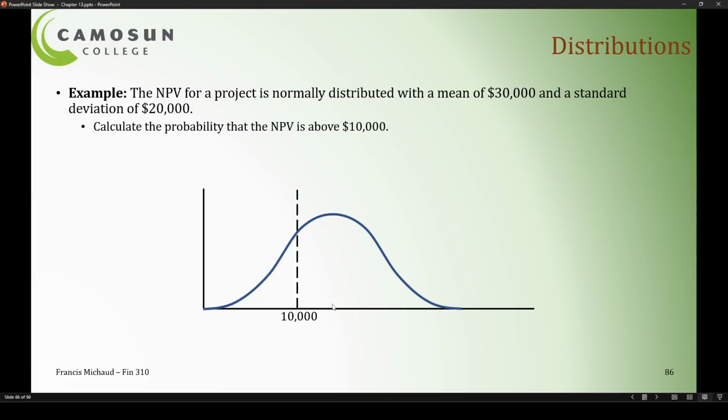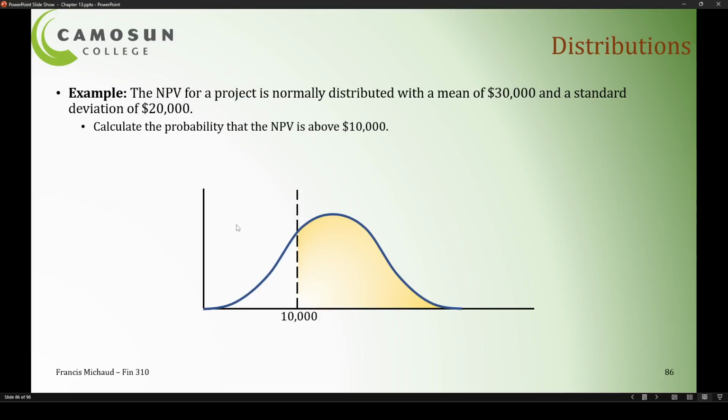This is actually pretty useful to think about when you work with normal distribution, because we know now that the answer should be bigger than 50%, right? The mean has 50% of observations to its right. So if we have a value here, 10,000, and we want to know the value to the right of this, well, we know it should be bigger than 50%. Okay, so this is the area we want to find.